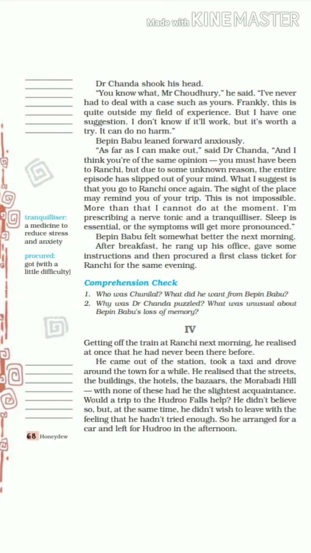So, in the fourth part of this lesson, at the beginning, we see that next day morning Bipin Babu reaches Ranchi, and when he gets off the train at the platform and sees around, he realizes that he had never seen that railway station before, and he thinks that he had never visited Ranchi earlier in his past.